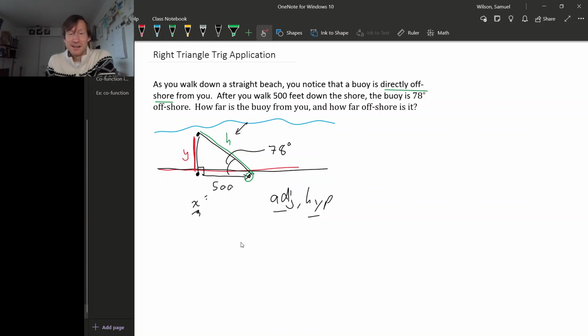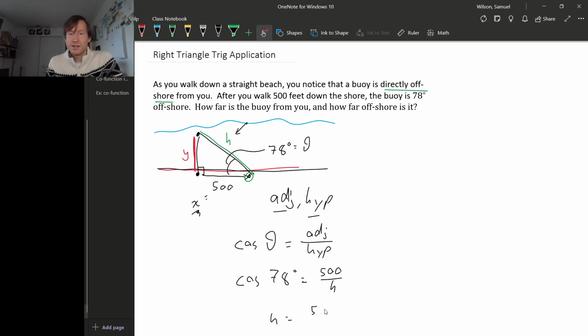So let's use cosine. Cosine of this angle, which we can call theta, is the adjacent side over the hypotenuse. So cosine of 78 degrees is the adjacent side, which we know is 500, over the hypotenuse h. And now we can solve this for h. h is 500 feet divided by cosine of 78 degrees. And then we can dump this into a calculator.